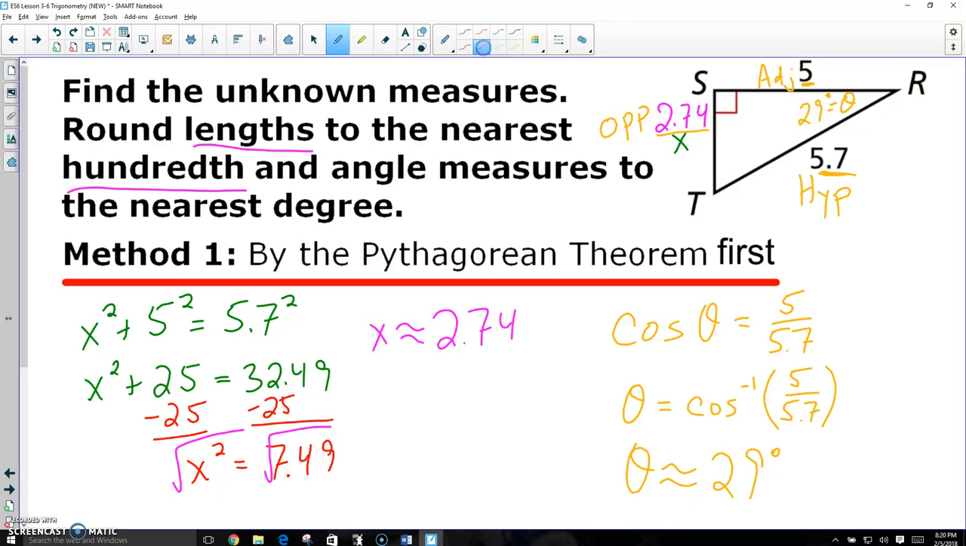Now we've got one thing left to solve, that's here at angle T. So we would just take 90 minus 29, because we know the angles of a triangle have to add up to be 180. So 90 minus 29 is 61 degrees. So we put 61 degrees here at angle T. We have now solved that entire triangle. Like I said, that's just one way to do it. We're going to discuss two ways.